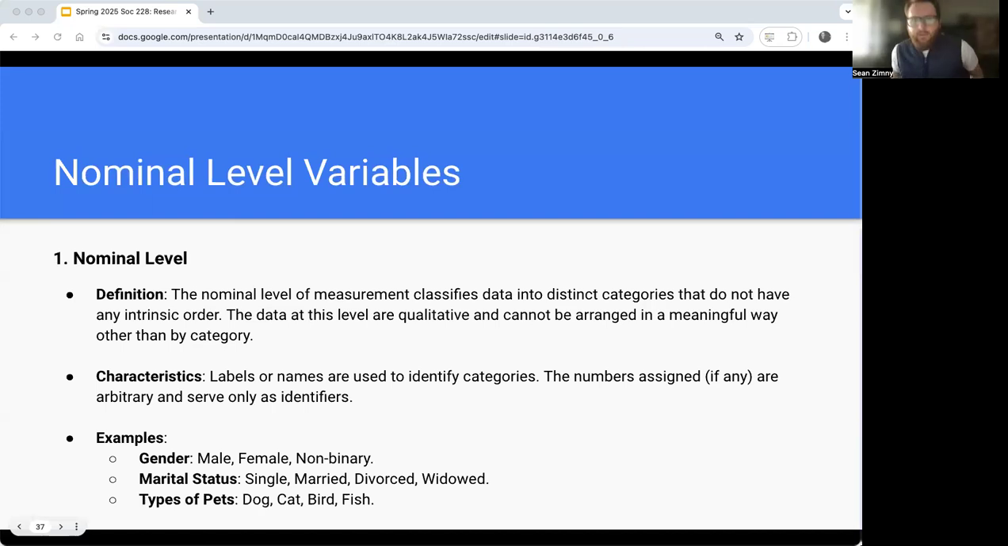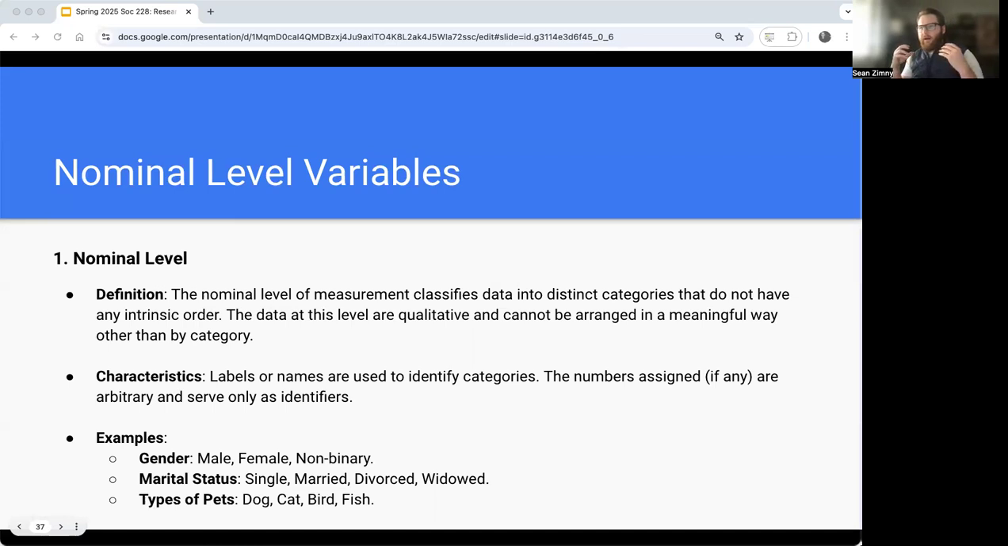Let's start with nominal. Your nominal level of measurement classifies data into distinct categories that don't have any intrinsic order. The data at this level are typically more qualitative and cannot be arranged in a meaningful way other than by category. While they are more qualitative, you can quantify them on the back end with coding, which we'll talk about later. So characteristics here would be labels or names identifying categories. The numbers assigned, like that coding piece, are arbitrary and serve only as identifiers.